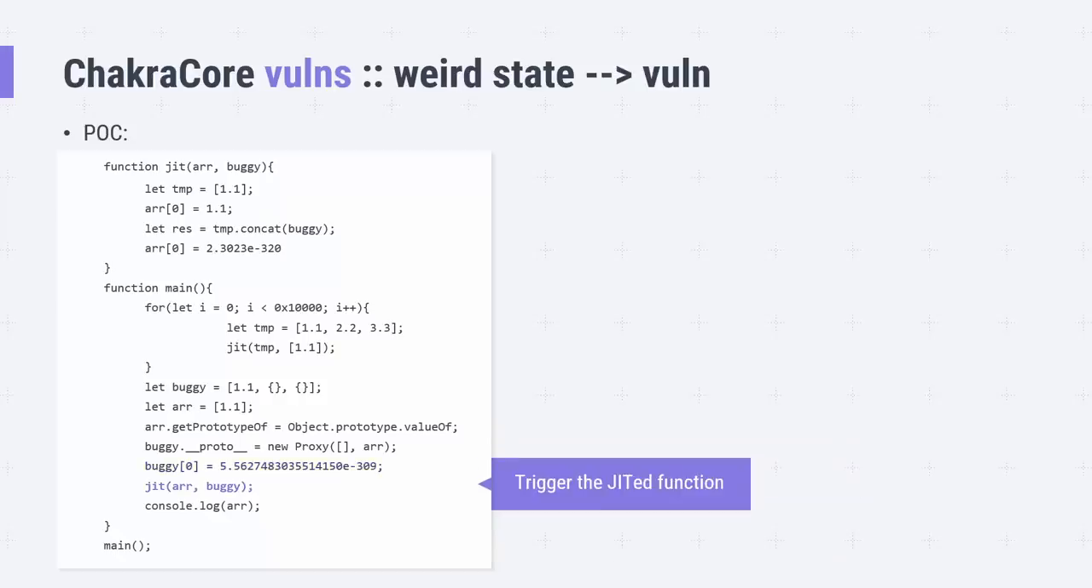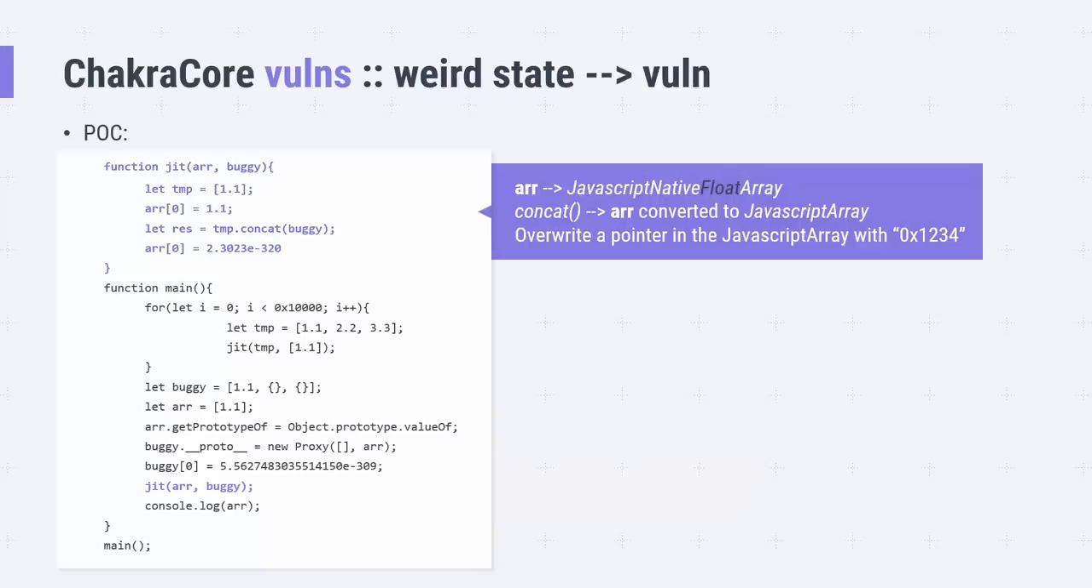So next thing we do is we call the JITed function. So this is the key part here. When we call this function, this code is being run. So first thing we do is we define the temp array, and we define the first element of the array object, the arr, to be a float. This makes the JIT know that whenever it uses arr and no conversions happened, it still thinks it's a JavaScript float array.